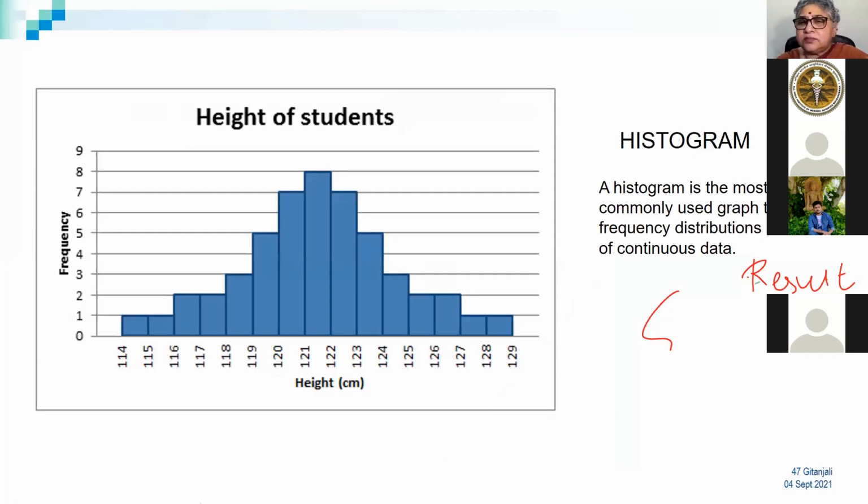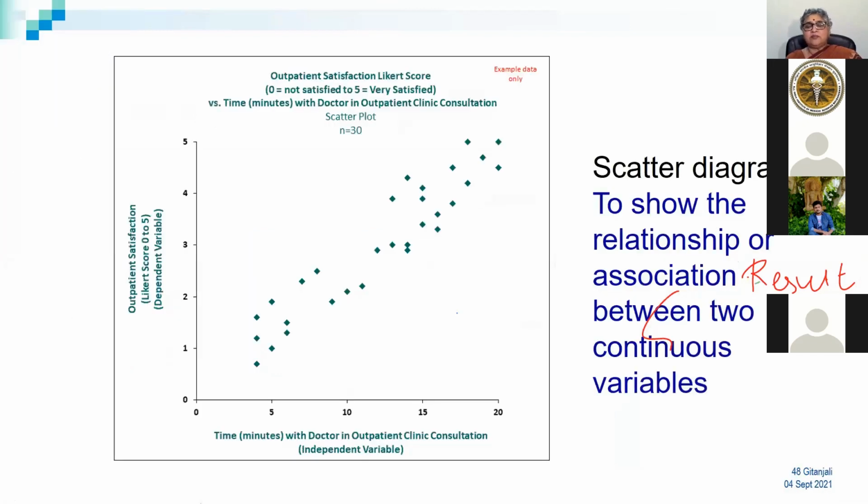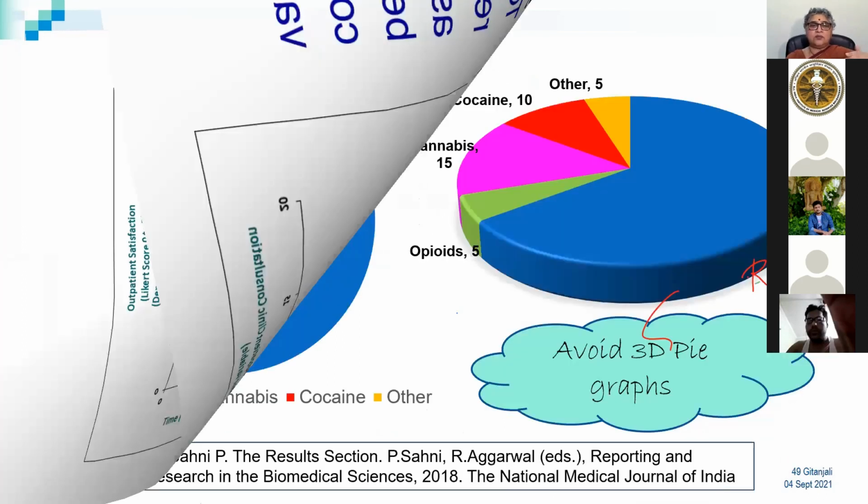Then you have the histogram to show frequency distributions. Again, it is very commonly used. You can use a scatter diagram to show a relationship or association between two continuous variables, as you can see. So you can choose what you want to use.